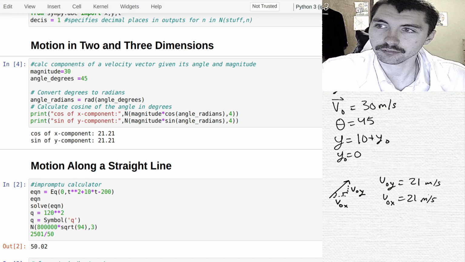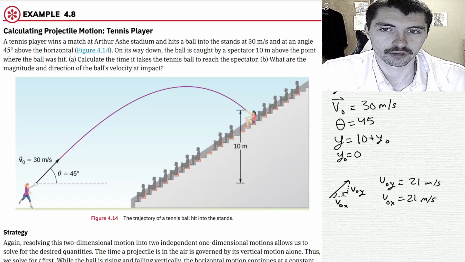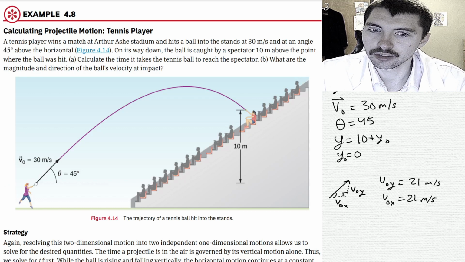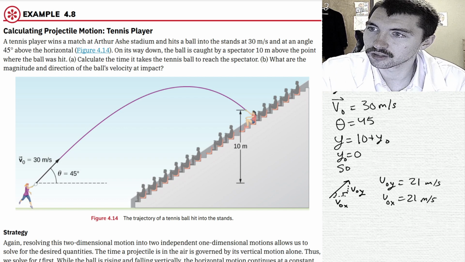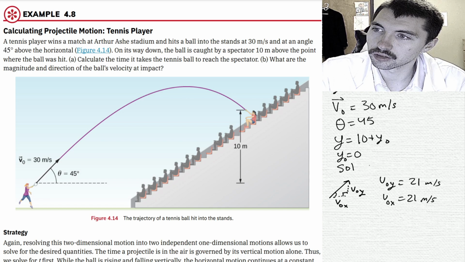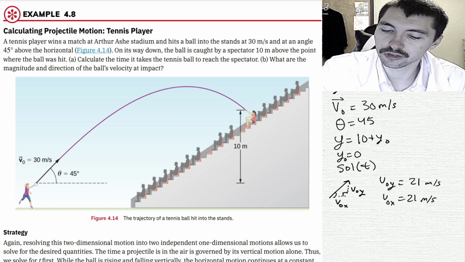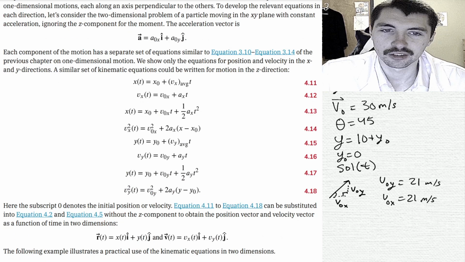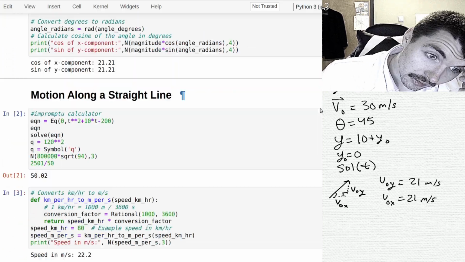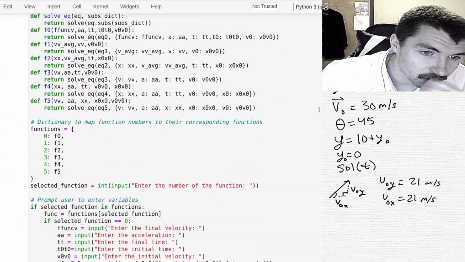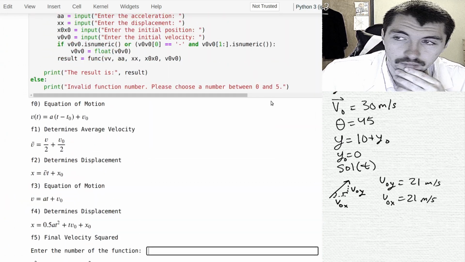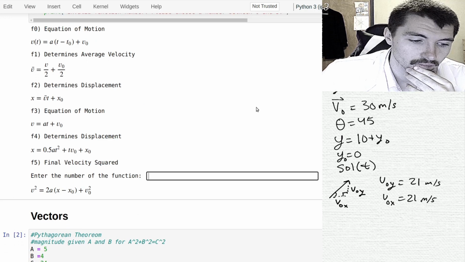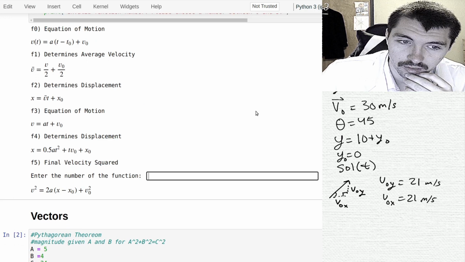Okay. So we want to find t. So we're solving for t.